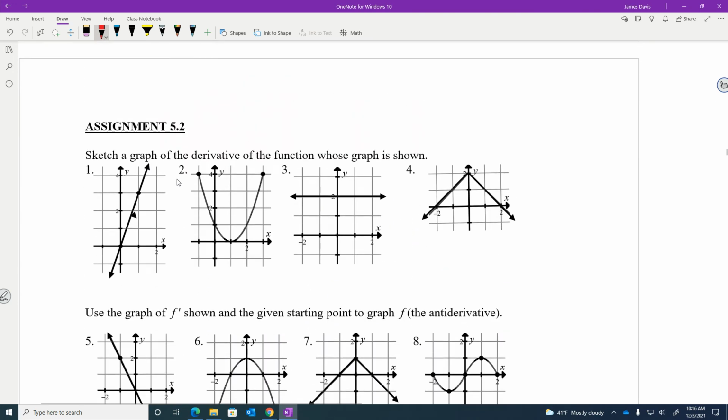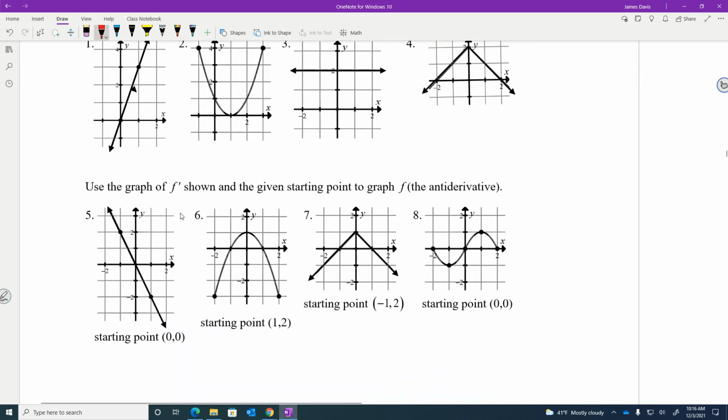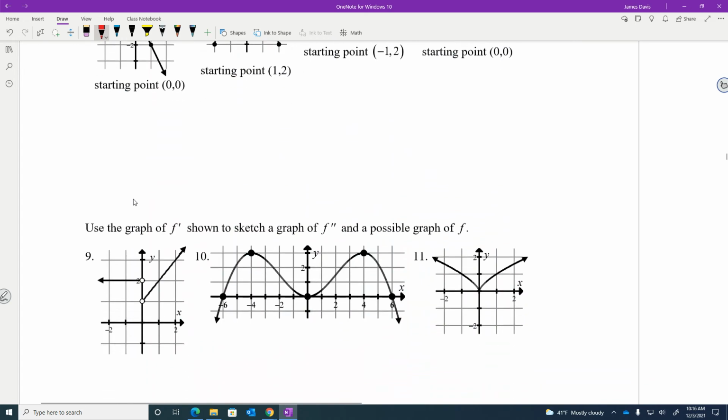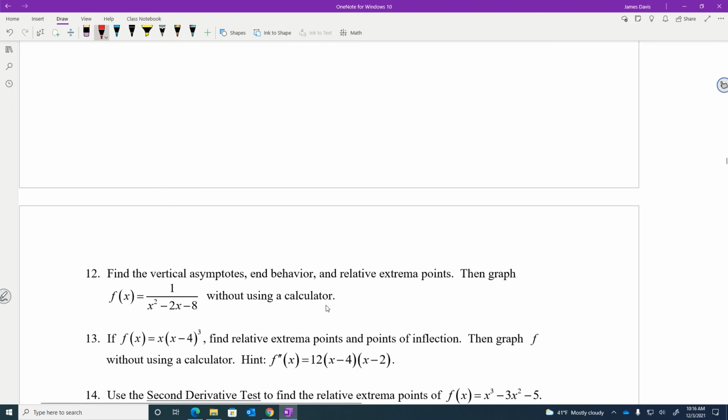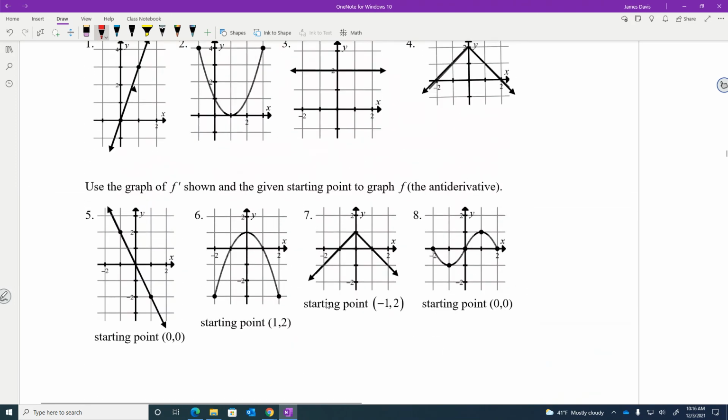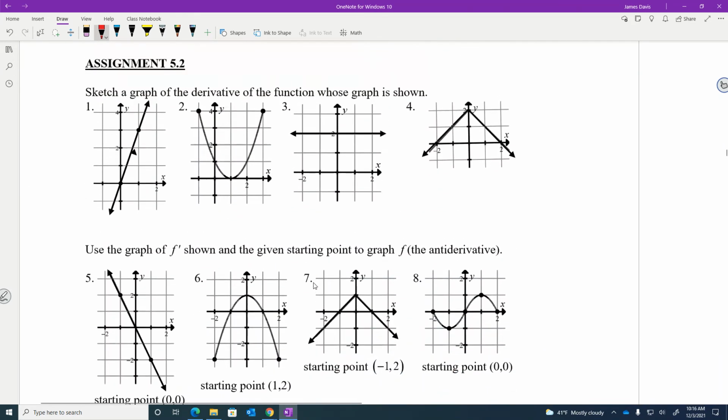All right, let's look at the assignment. You're supposed to sketch some graphs of the derivatives here to start. And then we're supposed to graph some of the original functions given the derivatives. So both of those. So let's do a couple of each of these as time permits. All right, so let's do number one to start. We're supposed to sketch a graph of the derivative of the function there.